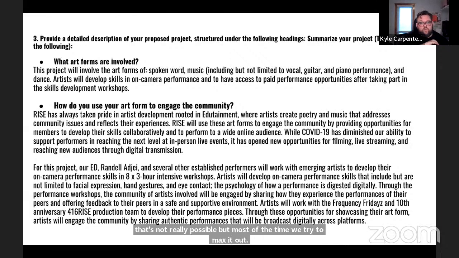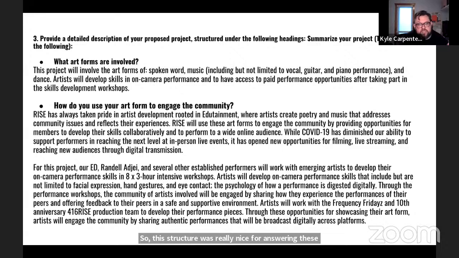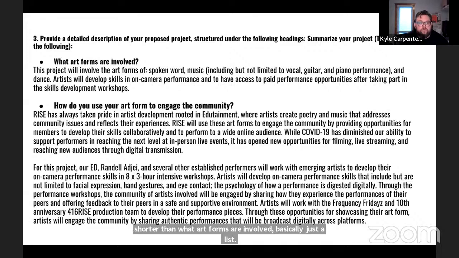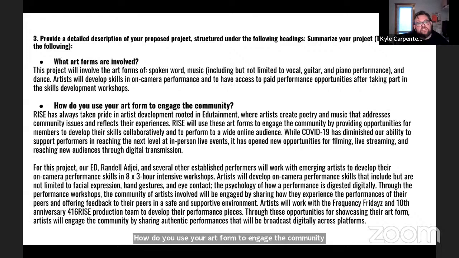This structure was really nice for answering these questions. We got to really drill in and say exactly this. Some are shorter. The what art forms are involved, basically just a list. How do you use your art form to engage the community? This is where we got to be a little more creative. We got to tell R.I.S.E's story, in effect.